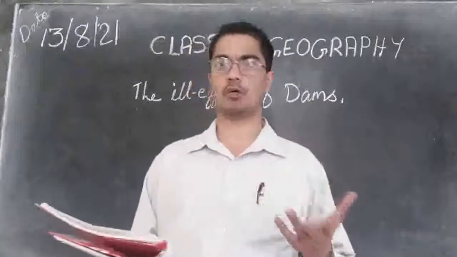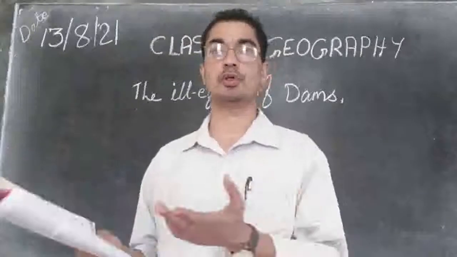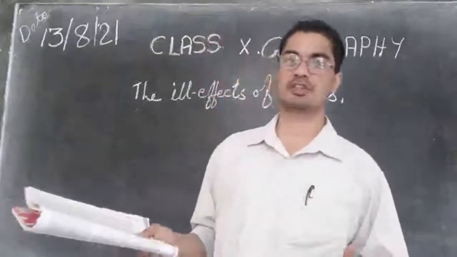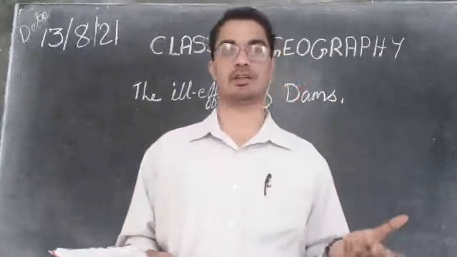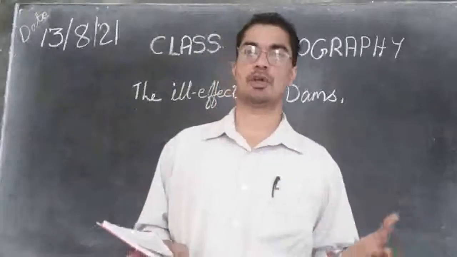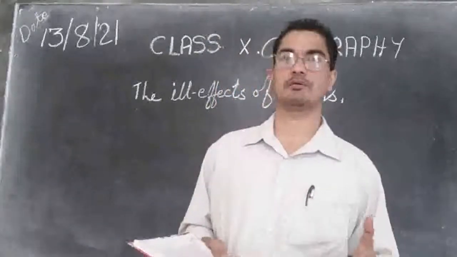So why are they over-irrigating? It is because the dam is there and plenty of water is available, and therefore they start irrigating. And in that process, after a few years, the soil becomes useless.